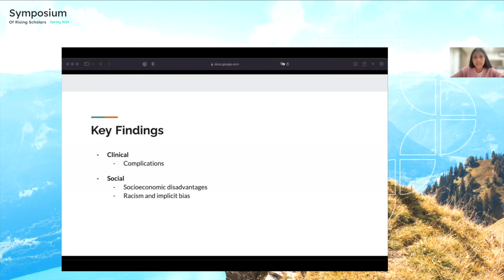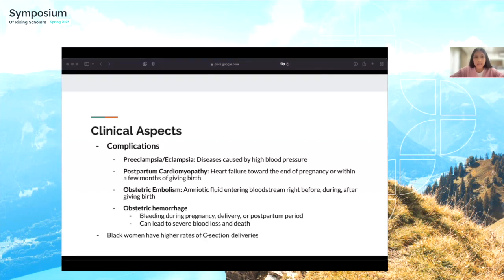I divided my key findings into 2 categories: clinical aspects that contribute to the disparity, which are pregnancy complications that can result in death, and the social aspects, such as socioeconomic disadvantage and racism. So these are the complications that contribute the most to the racial disparity in maternal mortality rates, and these are some of the most commonly experienced complications just in pregnancy generally.